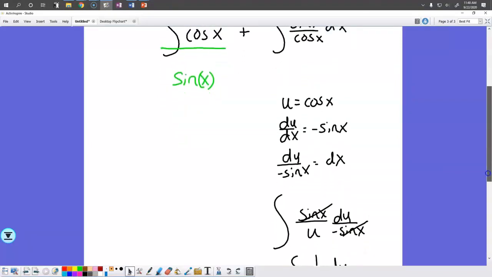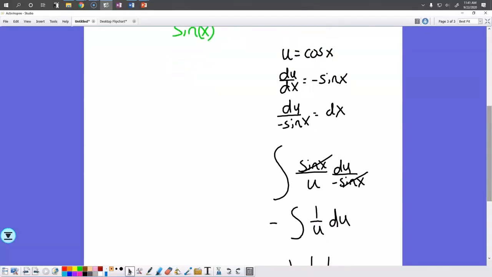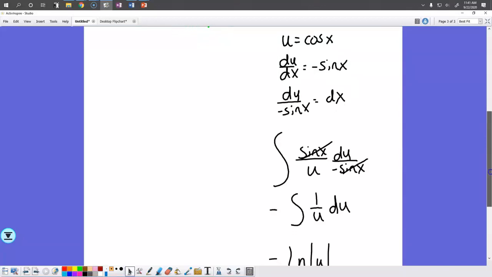And we end up with sine x over u, and then du over negative sine x. Now the two sine x's cancel out, but that negative in front of that sine on the bottom, we can't just ignore that. That's a negative constant multiplier, so I'm just going to take the negative and put it in the front. And after I do that, we end up with 1 over u du. And once again, that's an ln problem, just like on the last one we did.